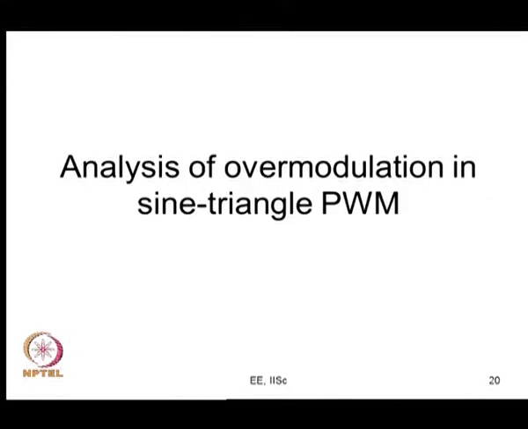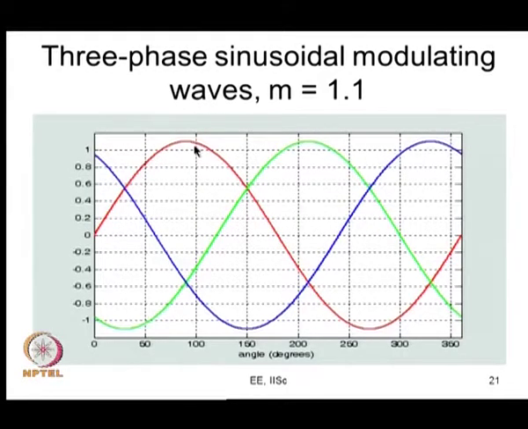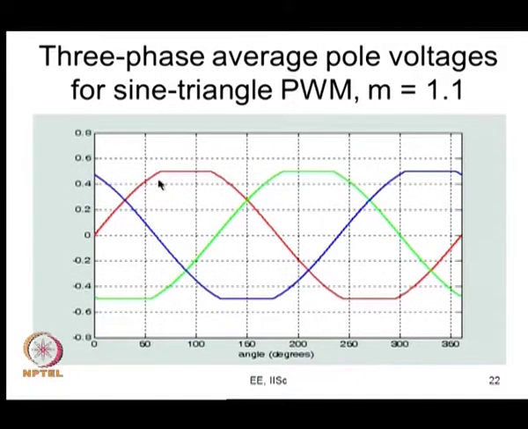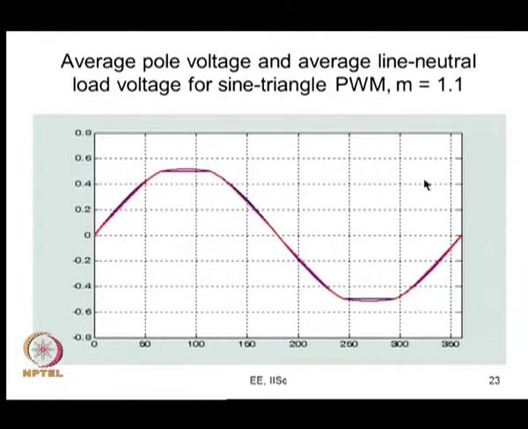Before that we would have to review what we did in the last class on analyzing the sine triangle PWM. So, let us say we take 3 phase sinusoids of amplitude 1.1 times the peak of the carrier. So, it goes into overmodulation. What happens? The VRO average is clipped to 0.5 VDC, and clipped to minus 0.5 VDC. VYO average and VBO average are similar, just phase shifted by 120 degree and 240 degree respectively. So, you get your VRN average.